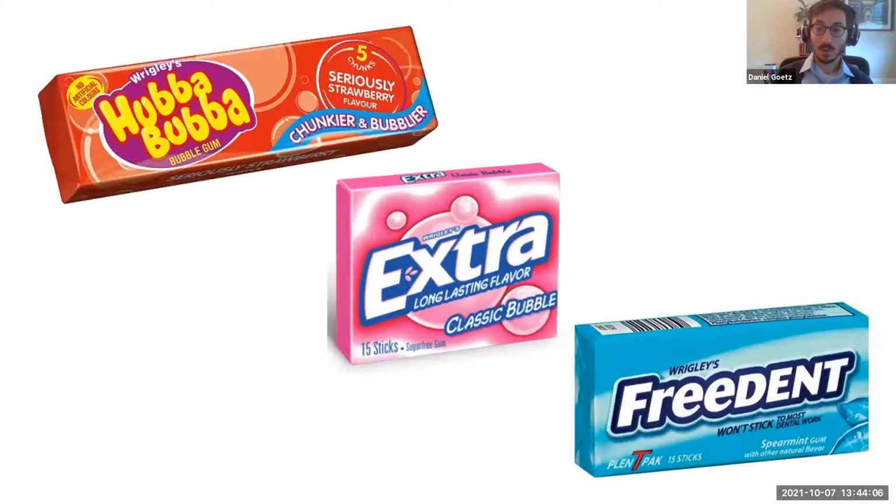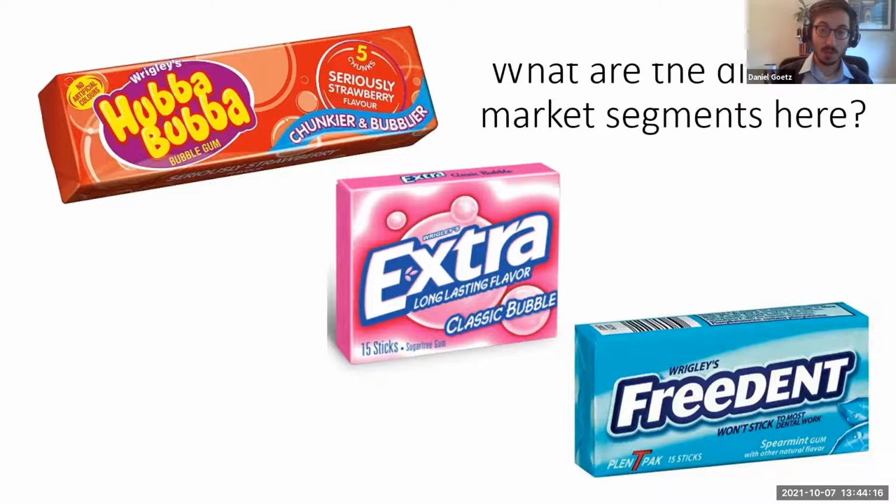Okay. So here we have 3 products. They're all types of chewing gum. We can see these products are probably intended for different people, but what are the different market segments here? Who do we think is consuming each of these different products? Yeah, age, I think.